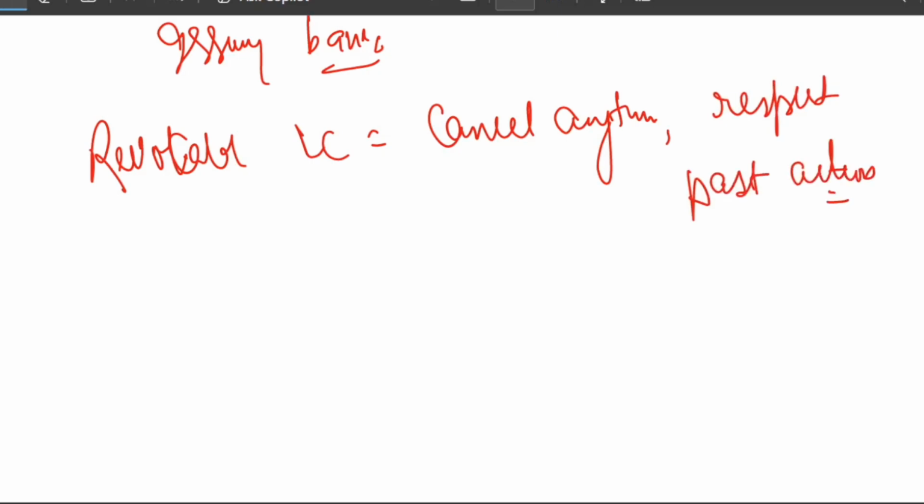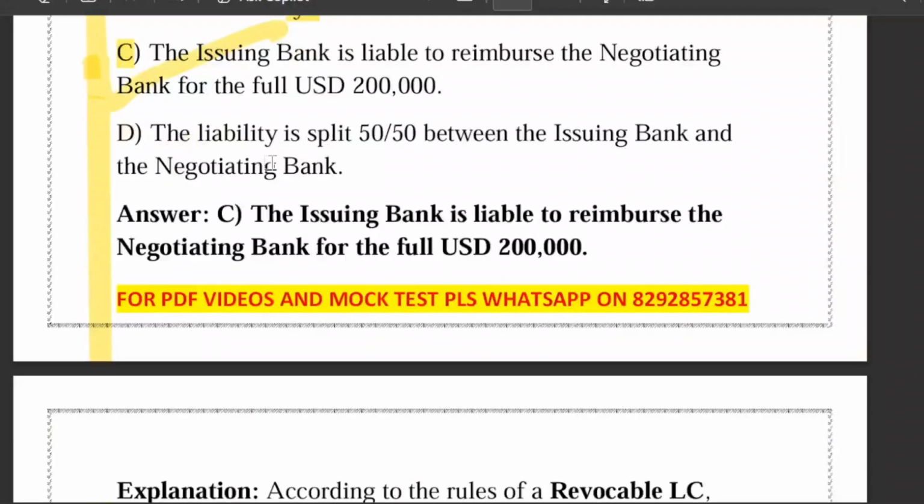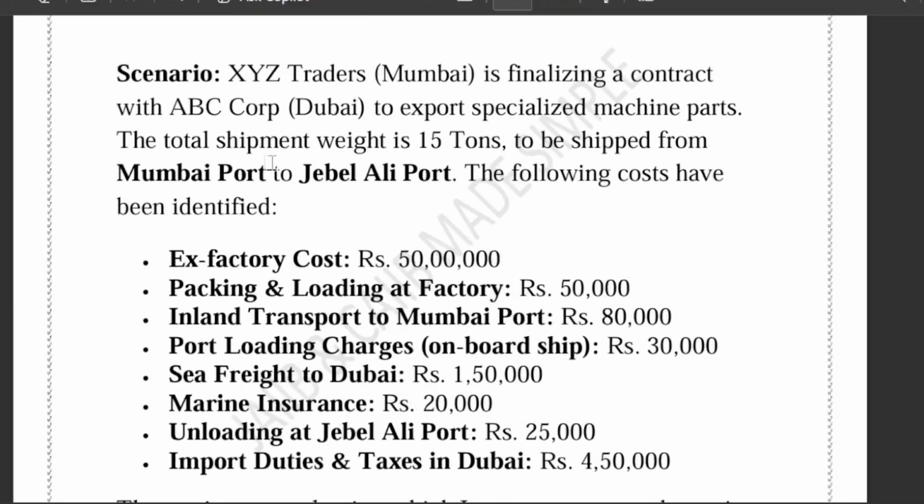Think of it this way. Revocable sounds like reversible. But what is done before the notice cannot be reversed. Right. So option number C is the correct one. Please understand. So a revocable LC can be cancelled without consent. But if payment was made before the notice, the issuing bank must pay. That is the point.